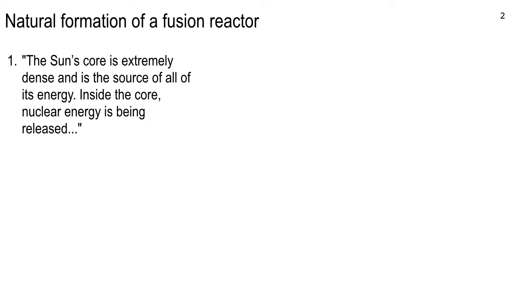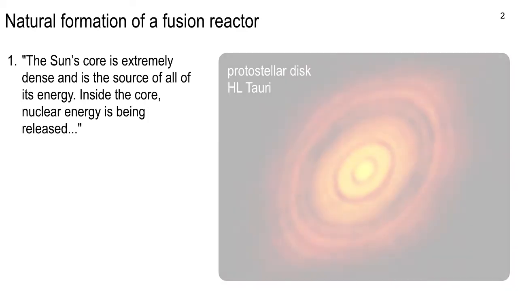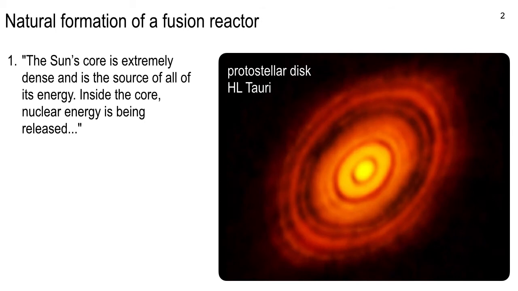So let me remind you that, for instance, this is HL Tauri. We're looking at a protostellar disk. The planets are clear in the nebula. And actually, that is a star, so it's not protostellar. That is a stellar disk. It's still pretty dirty. The planets are clearing it. The star HL Tauri is clearing it. That's a hot young star.